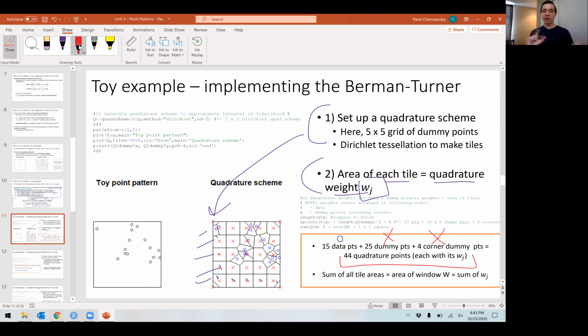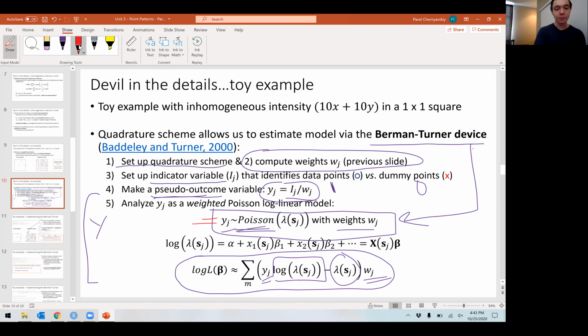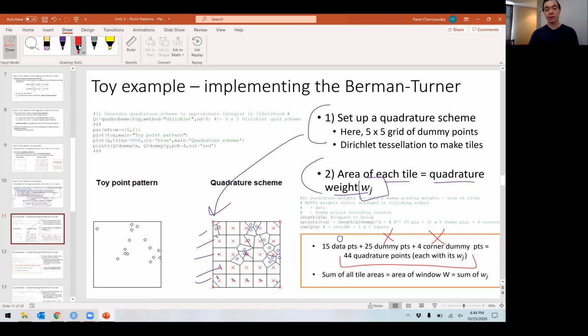That's why sample size in point pattern analysis is a weird concept, because your model actually analyzes your fake variable y, which comprises both the dummy points and the data points. In this toy example, I only had 15 data points, but the total number of things we're analyzing is going to be 44. Why 44? 15 data points, a 5 by 5 grid gives you 25 interior dummy points, and 1 dummy per corner. When you add up the areas of all the tiles, you get 1. Why 1? Because you have a 1 by 1 square.